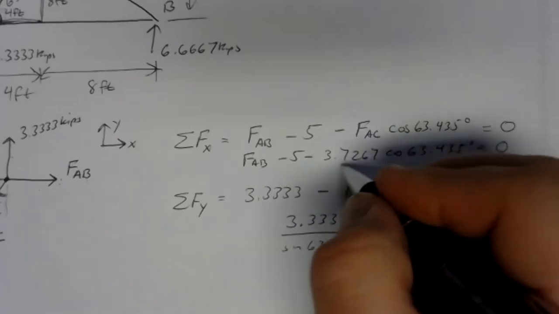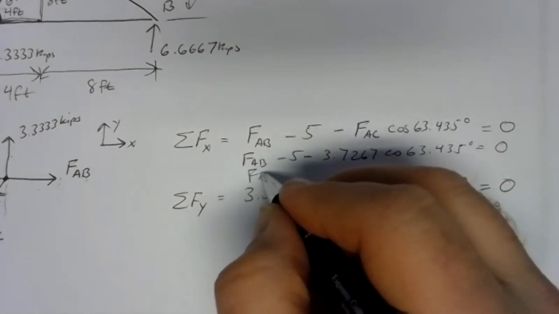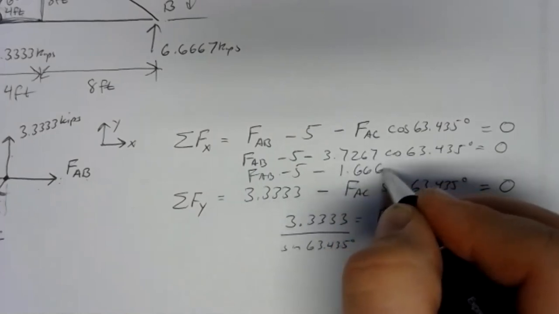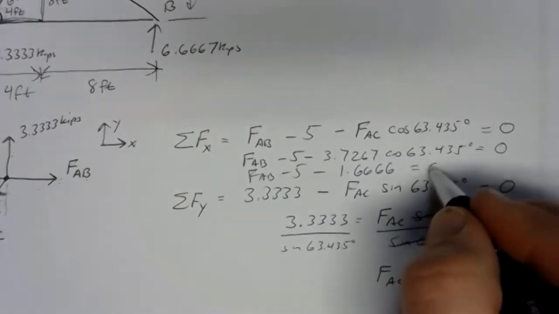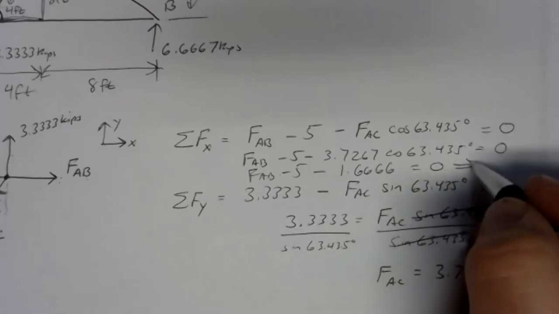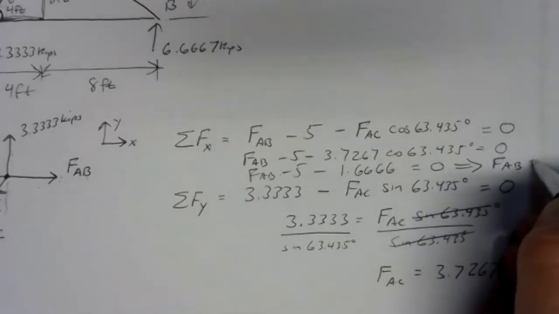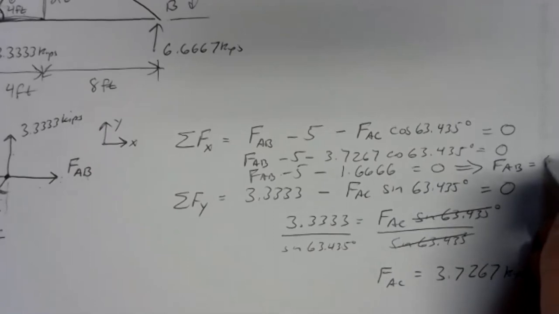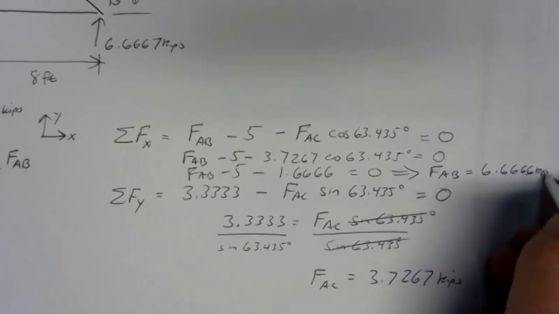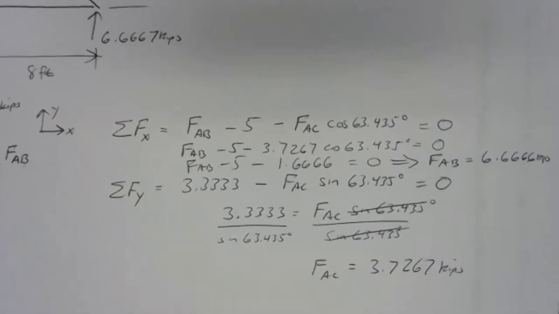We get F_AB minus 5 minus 1.6666 equals 0. And then solving that one's relatively straightforward. It'll give us F_AB is a positive 6.6666 kips. So that came out positive too, which means our assumed direction for F_AB is correct.